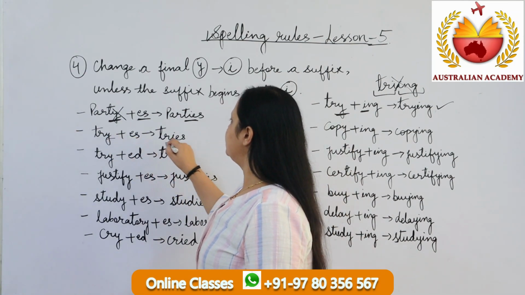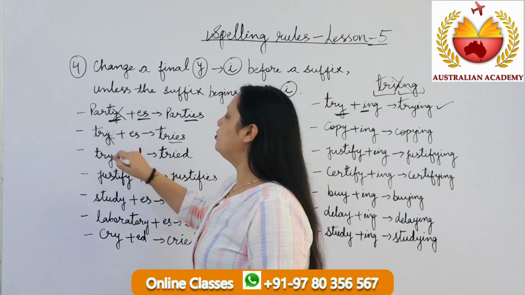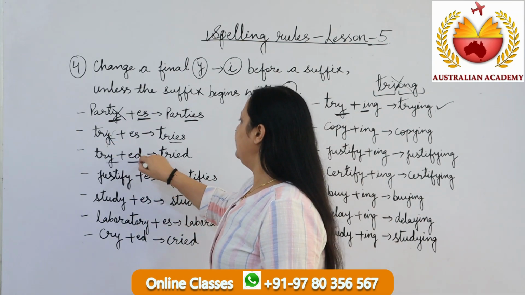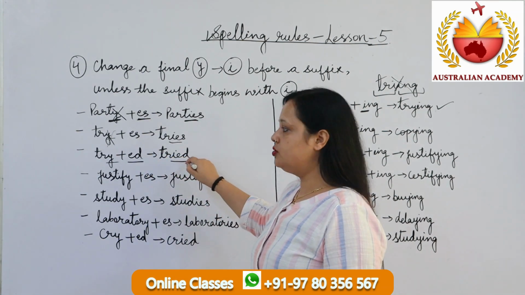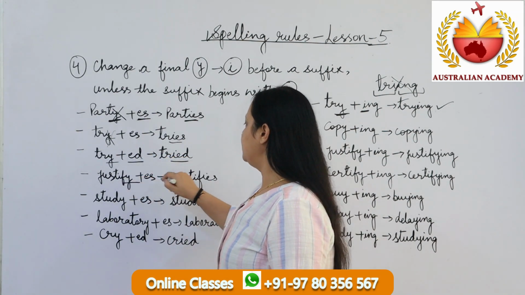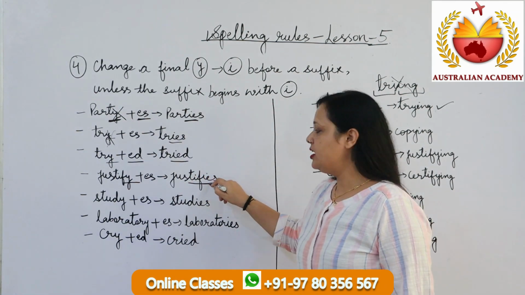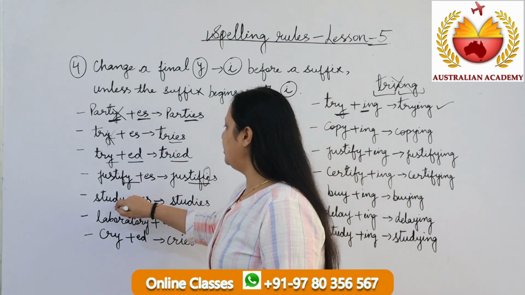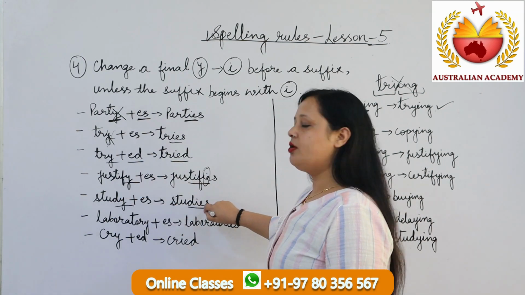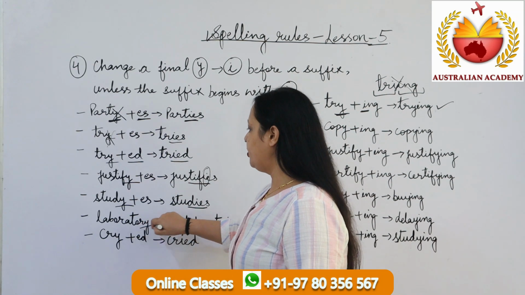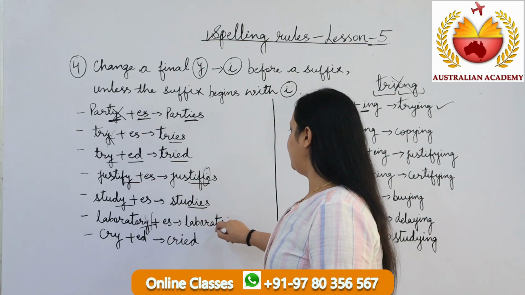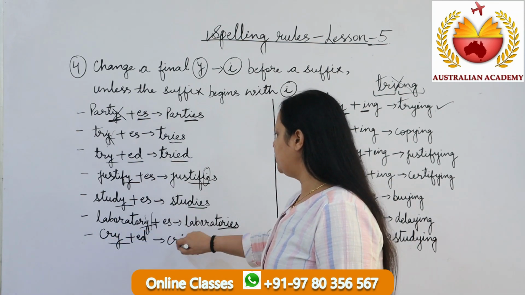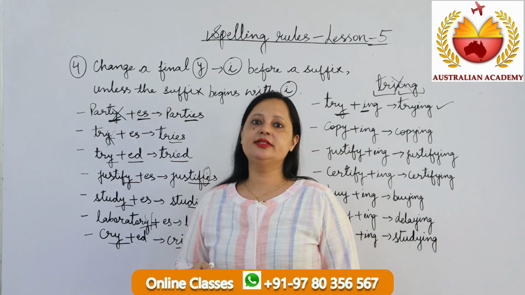We have other examples also. Try plus es becomes tries. We will remove this y and we will write i. Try plus ed becomes tried, without y. Justify plus es becomes justifies. We will remove this y and we will keep this i. Then study, we will remove this y and write studies. Laboratory, we will remove y and write laboratories, I-E-S. Then we have cry, we will remove this y and write cries.